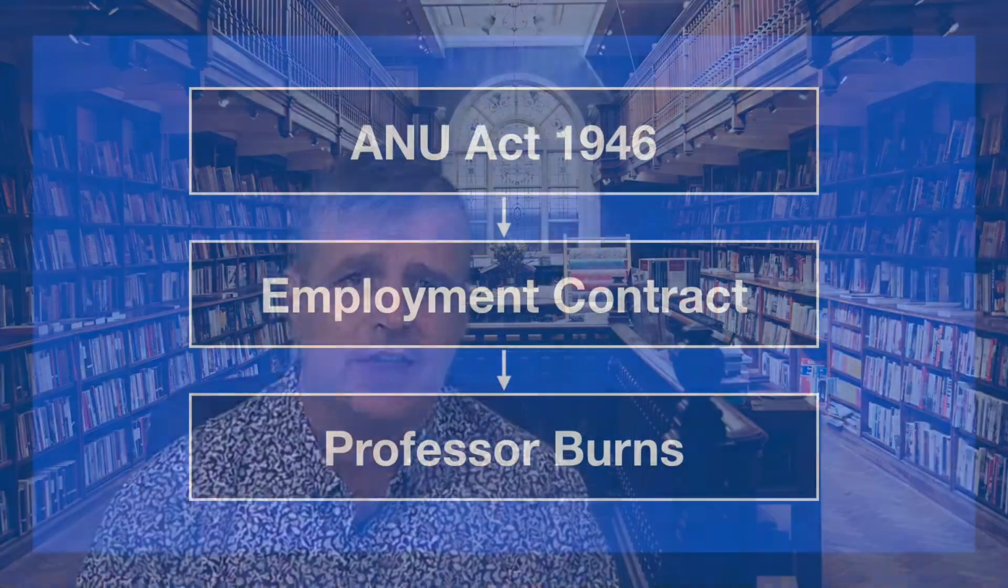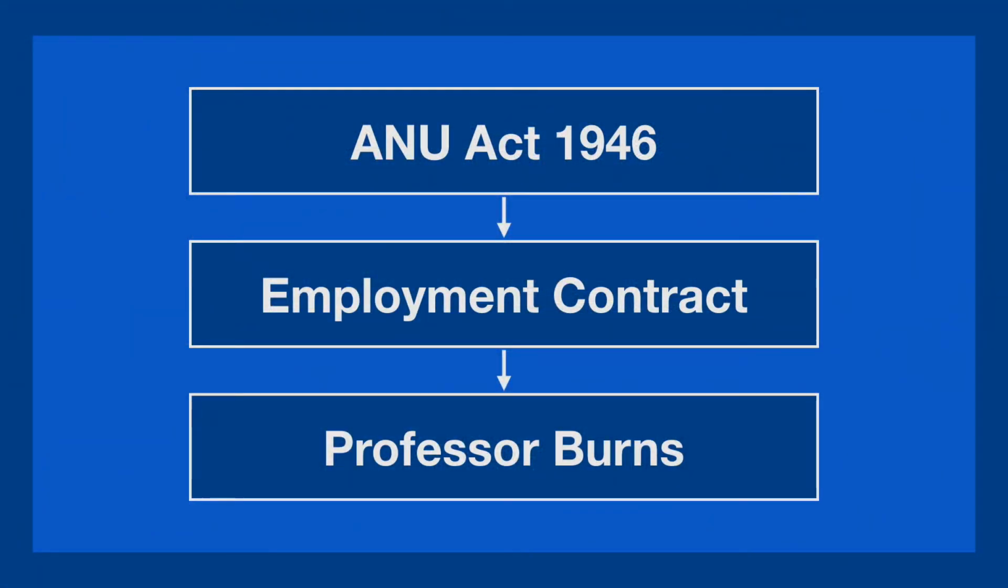You see, the university's ability to sack Professor Burns came from his contract of employment, not from the legislation. The legislation gave the university the ability to hire staff, so the ability to enter into contracts of employment, but the content of those contracts was not set out by the legislation. As a result, if Professor Burns had been unfairly dismissed, his remedy was in employment law and not in administrative law.